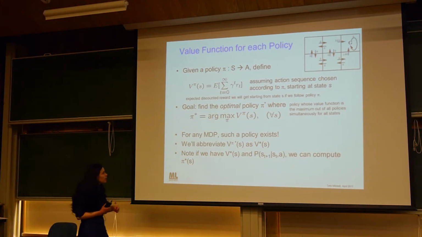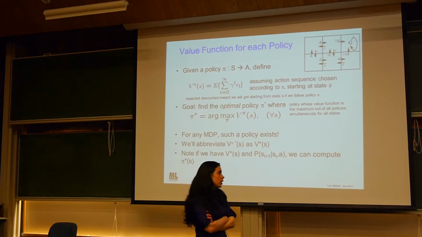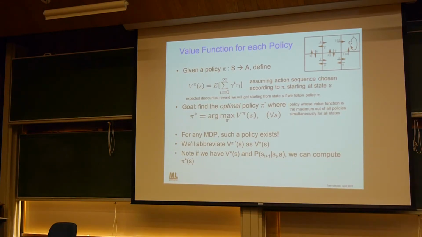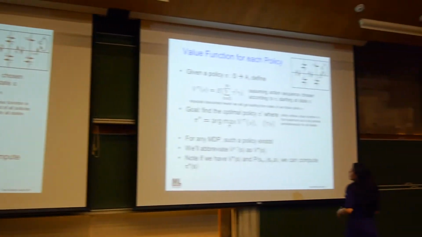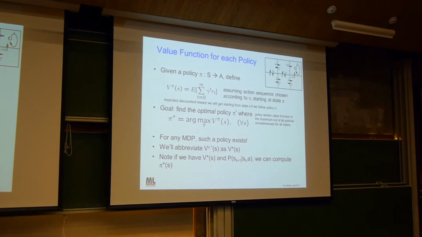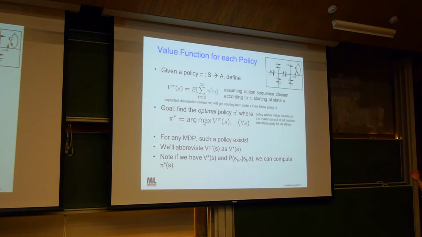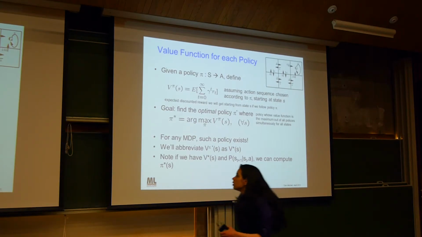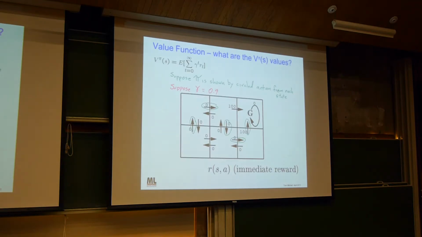We're going to call this policy pi star. Given a state S, the value that I get on state S by following the optimal policy pi star, I'm going to denote by V star of S. The claim is that if we know V star of S and the transition probability, then we can compute pi star of S. It's simple to see that if I know the transition probability and V star of S, then I can immediately compute the optimal policy.